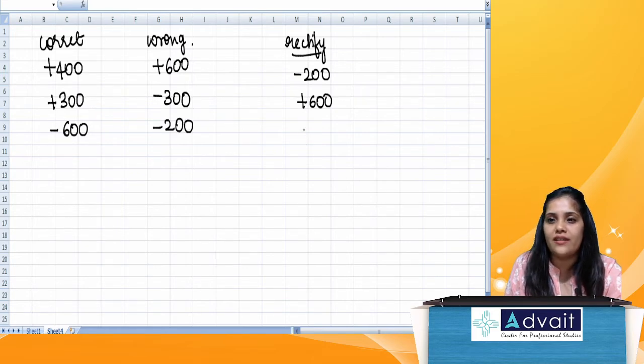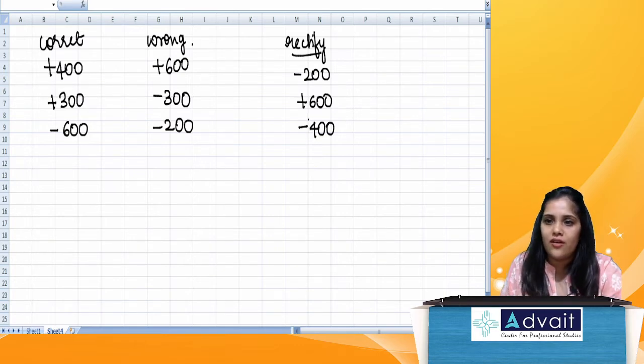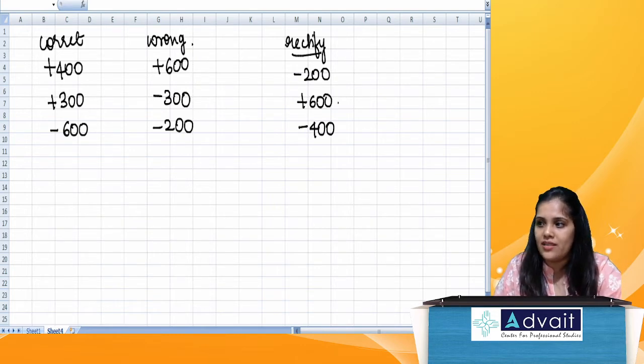Then, you had to minus 600, but you minused only 200. So, how will we rectify this? Very good. We should minus 400 more. So, if you minus 400 more, it will become total minus 600.